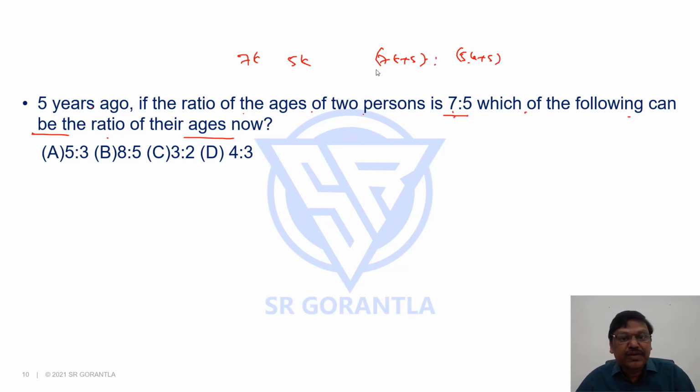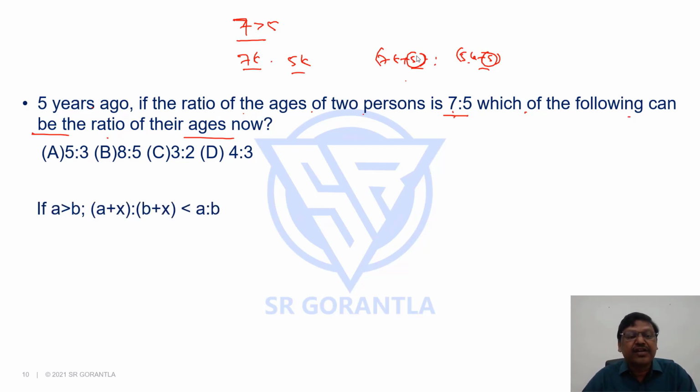Now, if you observe, you are adding the same number to both the terms here. Why? Because from 5 years back to today, each person will increase by 5 years. Now, in a ratio 7 is to 5 where 7 is greater than 5, you are adding the same number to both the terms, so what happens to the ratio? We have discussed a couple of points on lesser inequality and greater inequality. The point we discussed is, if A is greater than B, A plus X is to B plus X is less than A is to B.